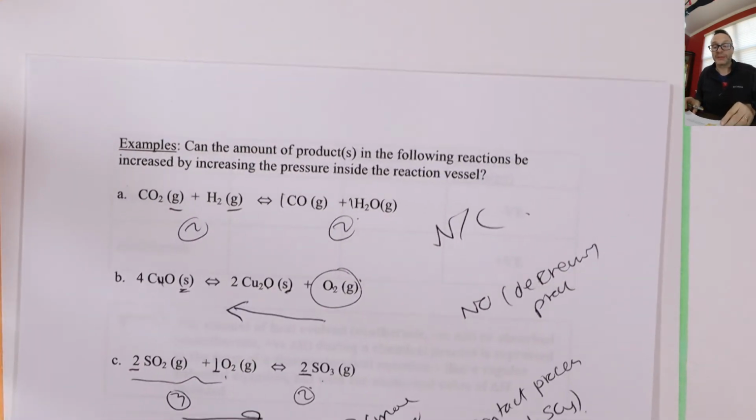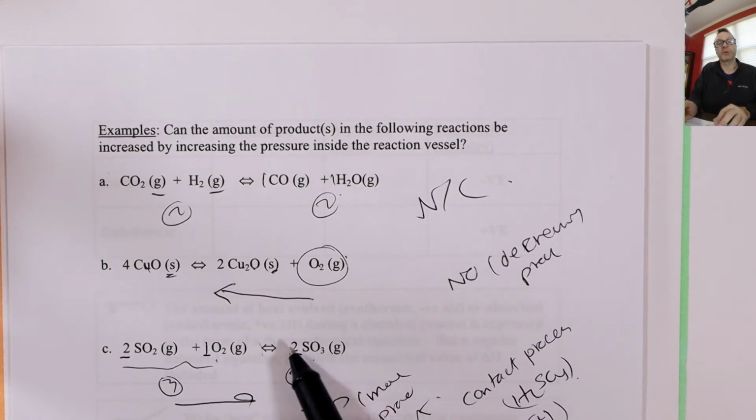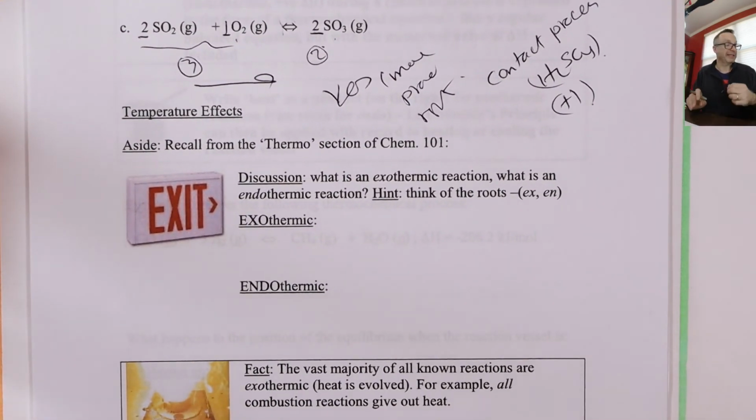Always think with Le Chatelier: I do something to the system, it does the opposite. And then how does that translate to the equation on the page? Remember, the equation on the page is a microscopic thing. It's what's happening in the test tube. Now, pressure is a little bit easier maybe.